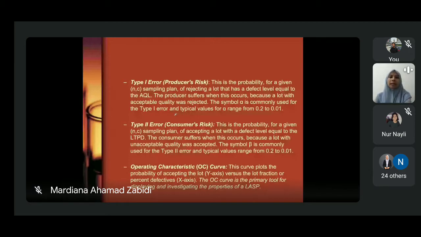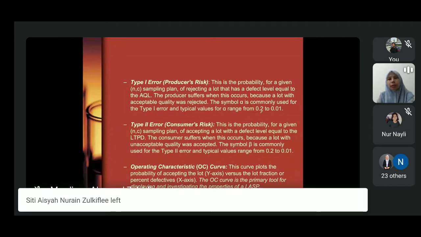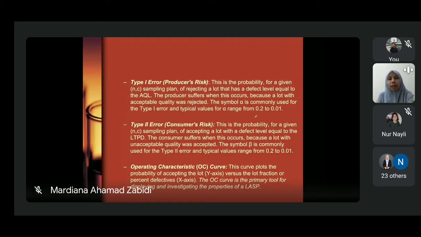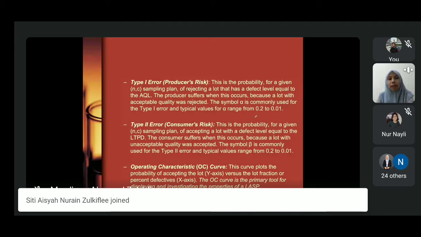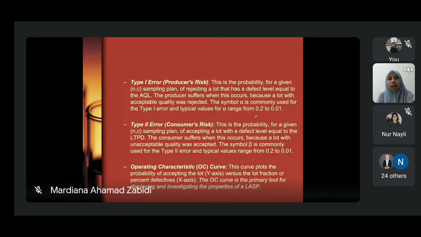Okay, tapi let's say the question given for you to answer is subjective, then you need to answer whereby it involves the probability, and the typical values range from 0.2 until 0.01. Okay, tapi to simplify, what it means by producer's risk is whereby kita reject the acceptable lot. Okay, then kita kena return the lot, okay, the raw material back to the producer, back to the supplier. Right, and then we have type 2 error.